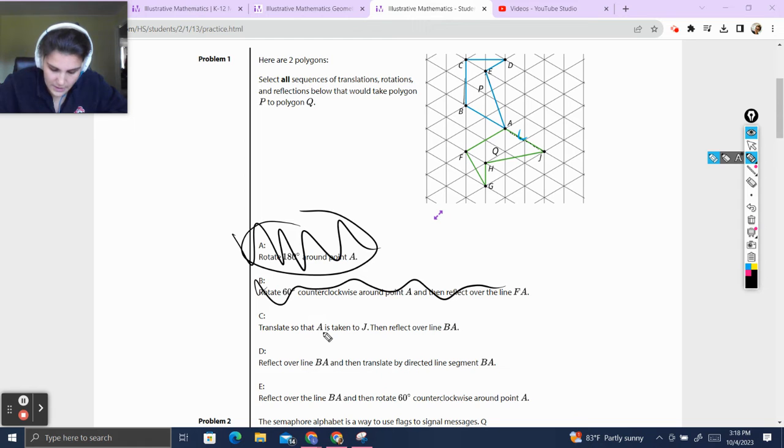C, translate so that A is taken to J. So A is going to slide down to J, which means B is going to be over here. Everything's going to slide over. And then translate it, and then reflect over line BA.